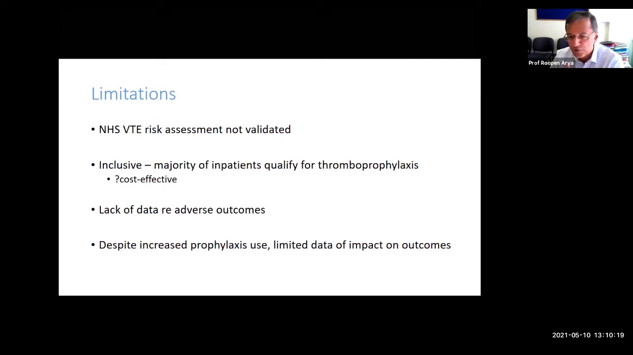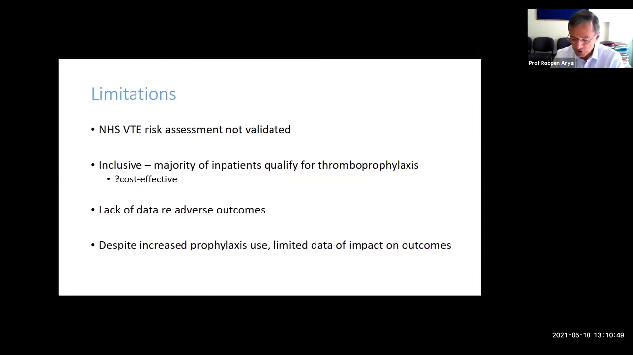There's a lack of data regarding the adverse outcomes, and this is, I think, one of the favorite questions posed by the surgeons, that we have very little visibility of the bleeding outcomes as well as the wound infections in these patients. So despite the increased and widespread use of prophylaxis of the past decade, we have limited data of the impact on the outcomes.